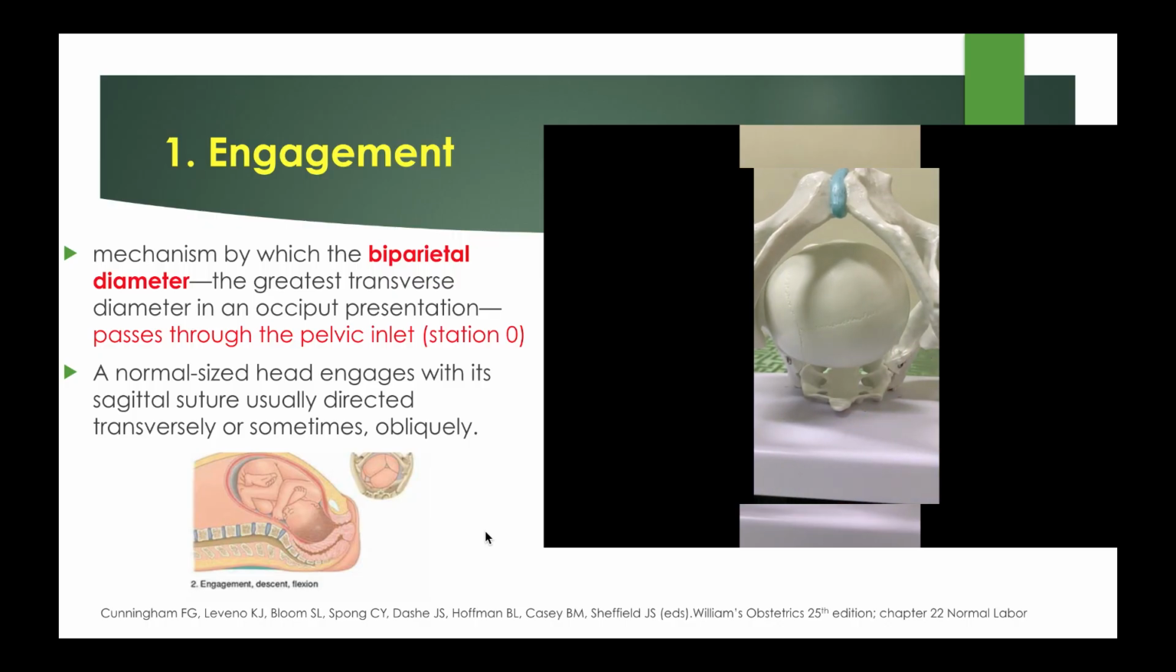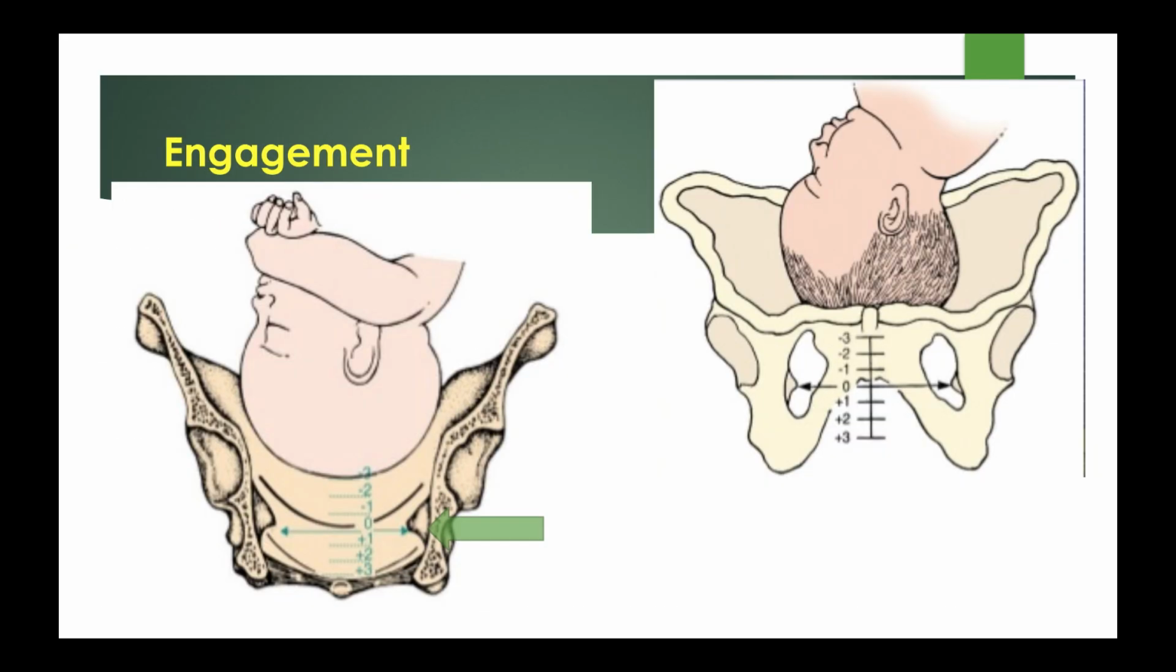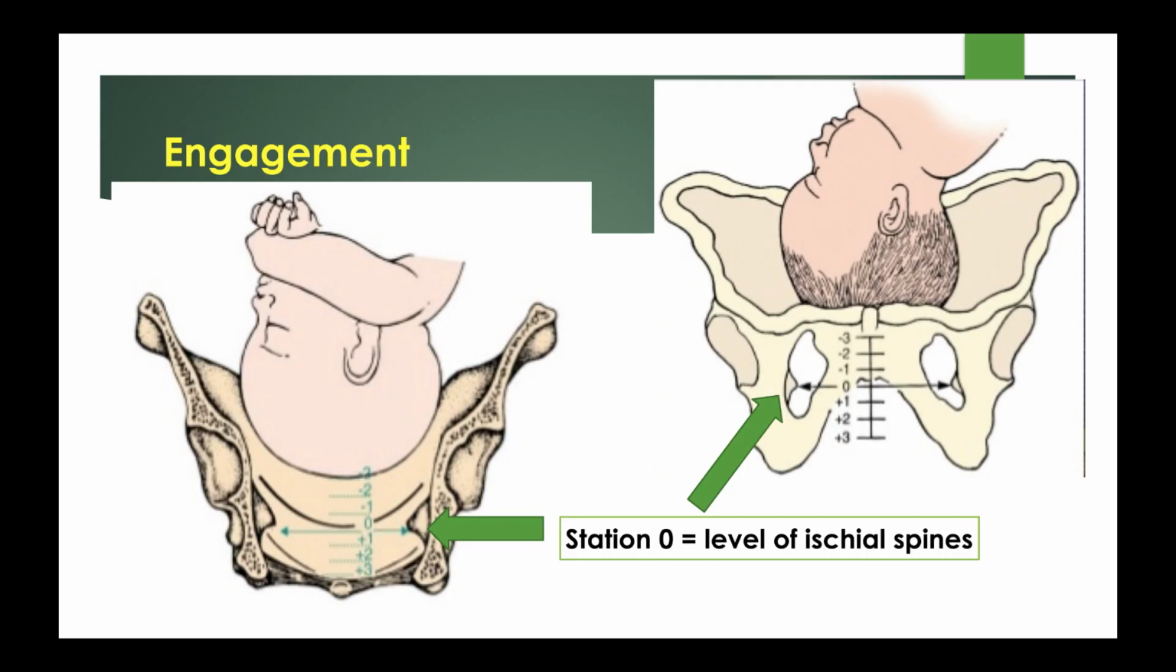Now, a normal size head engages with its sagittal suture usually directed transversely, as you see in this video, or sometimes obliquely. Now, just to emphasize, engagement is when the biparietal diameter of the fetal head has passed through the level of the ischial spines, or what we call station 0.